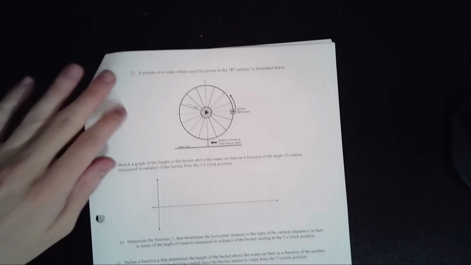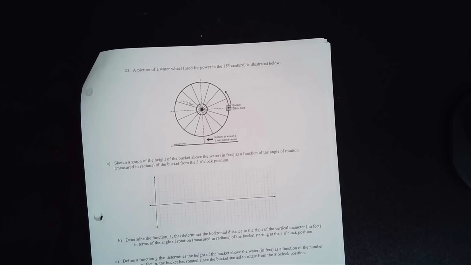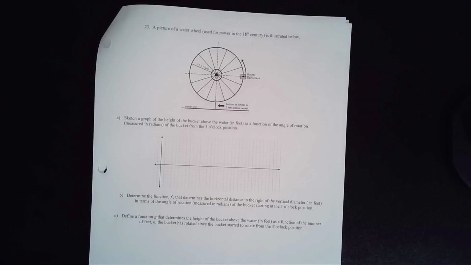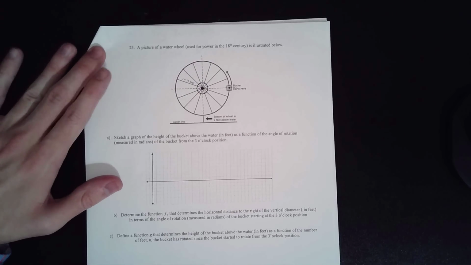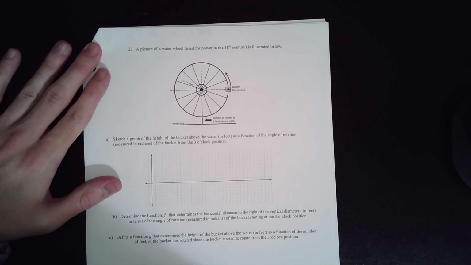Let's go to the last page here, this page about this water wheel. So a picture of a water wheel. Power in the 18th century is pictured below. Sketch a graph of the height of the bucket above the water as a function of the angle of rotation of the bucket from the 3 o'clock position. So instead of doing that first, I'm going to do exactly what I did on that previous page and create the sine function for this thing first.